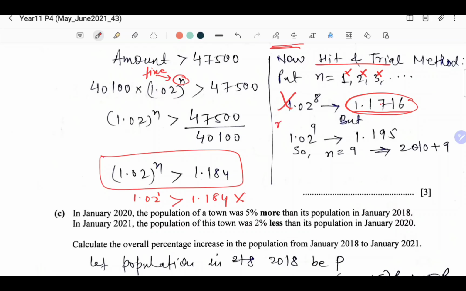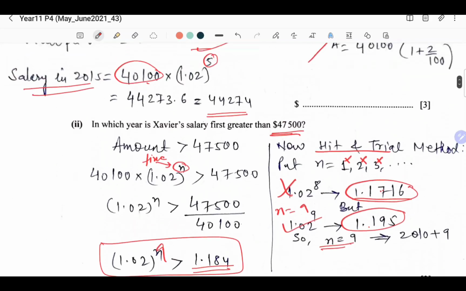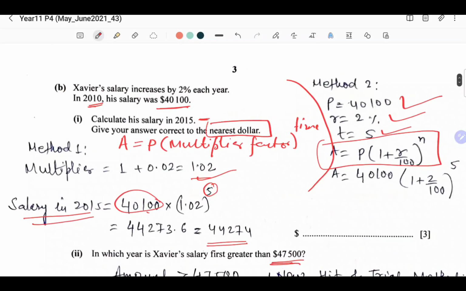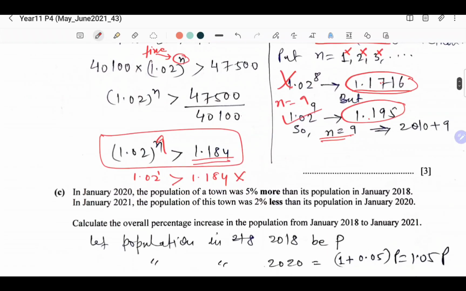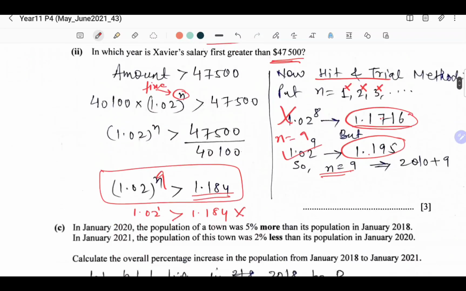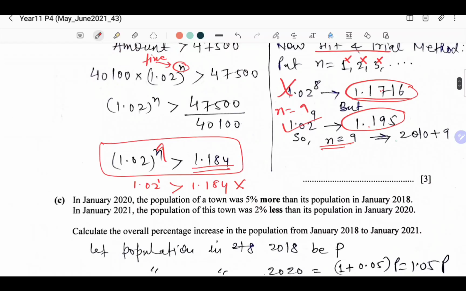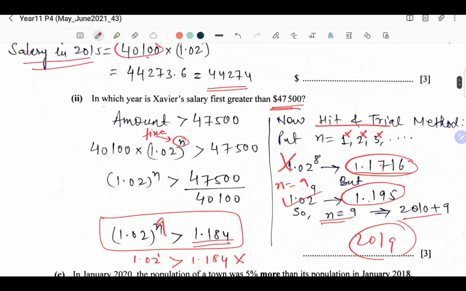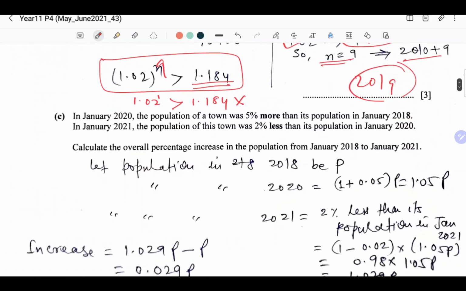However, if you put n equals 9, then 1.02 to the power 9 is 1.195, which is greater than 1.184. It means this will work. So n should be 9. n should be 9 means time or year should be 9. So initially it was 2010, right? Now after 9 years it will be greater than 47,500. So after 9 years, 2010 plus 9, it is 2019. Okay, because the question was in which year, so that is 2019.